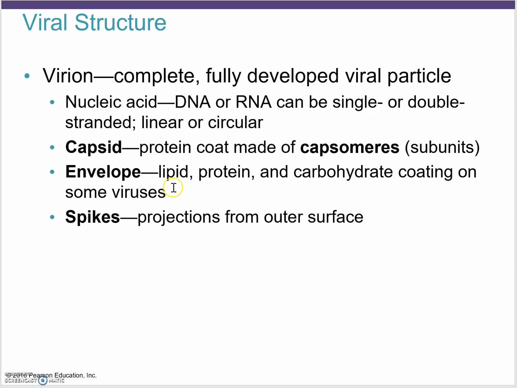That could be a phospholipid bilayer with embedded proteins and carbohydrates that are the coating on some viruses. Typically, if a virus has an envelope, that's what your immune system will recognize, because there are protein and carbohydrate residues sticking up from that envelope, and that's usually what your immune system will spot and then make antibodies against. These carbohydrate-containing proteins, these spike projections, are called spike proteins. So when a virus has spike proteins, those are the proteins sticking up from the envelope of the virus.